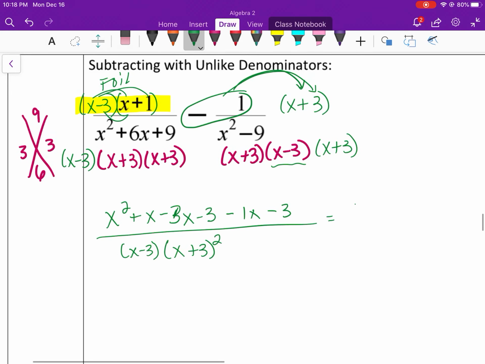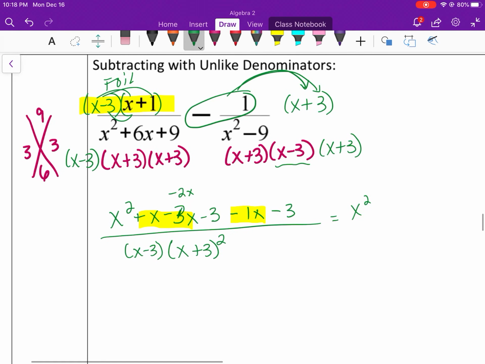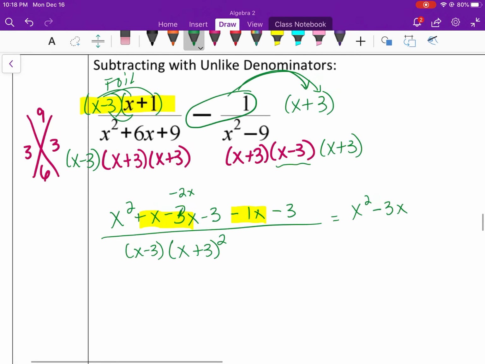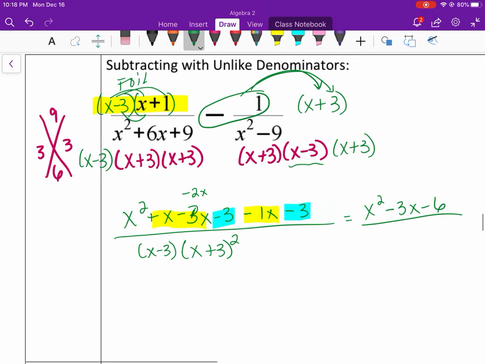Okay, combining my like terms on the top, I just have 1 x squared term, and then I have an x, a 3x, a negative 1x. So adding from left to right, make sure you follow the order of operations. So from left to right, x minus 3x is negative 2x, and then negative 2x minus 1 is negative 3x. And then negative 3 and negative 3 is negative 6. All over x minus 3 and x plus 3 squared.